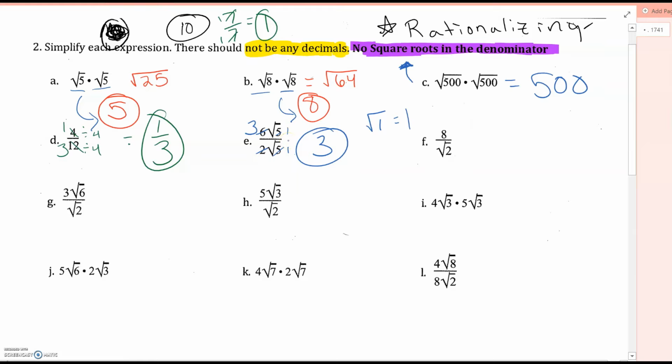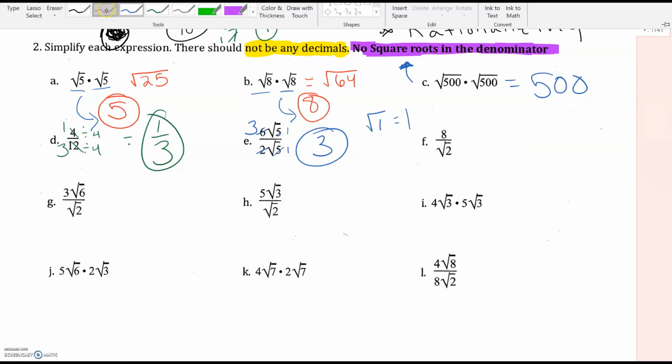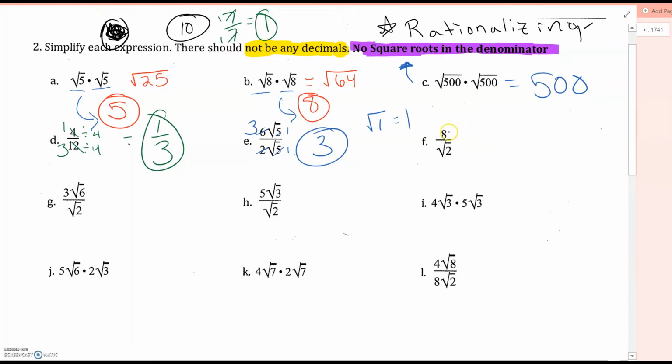All right, as I move on to letter F here, now things change a little bit. I've got one number, the 8, which is outside of a square root. The 2 is inside the square root. So I can't just simplify 8 divided by 2. So from here, I need to be like, oh, shoot. I've got this square root in the denominator. How in the world am I going to get rid of that?